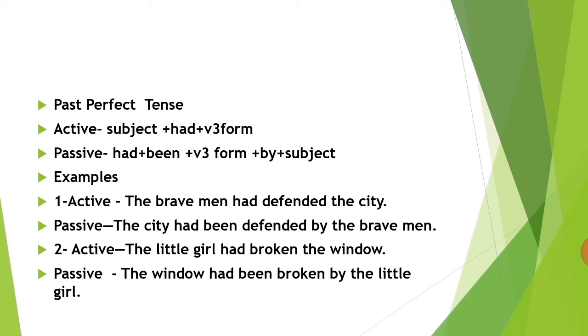Now see the example. The brave men had defended the city. While changing into passive voice, very first we will see the object. We will start with the city had, then we use been. The city had been defended by the brave men. See another example. The little girl had broken the window. The window had been broken by the little girl.